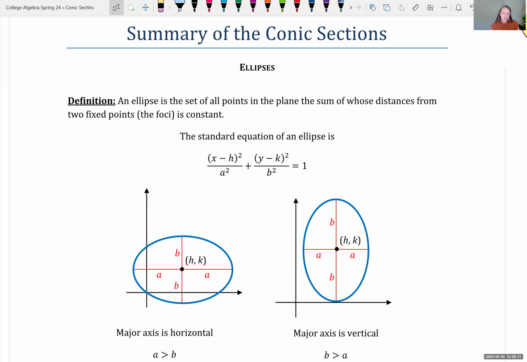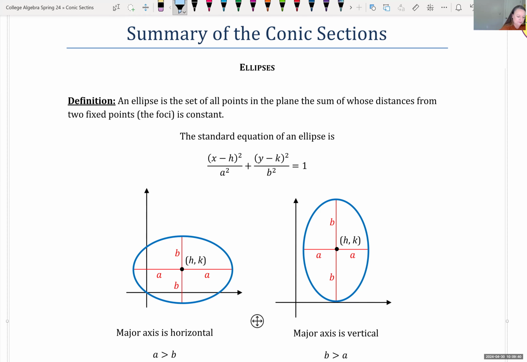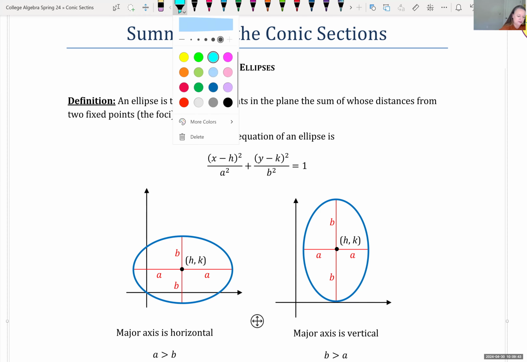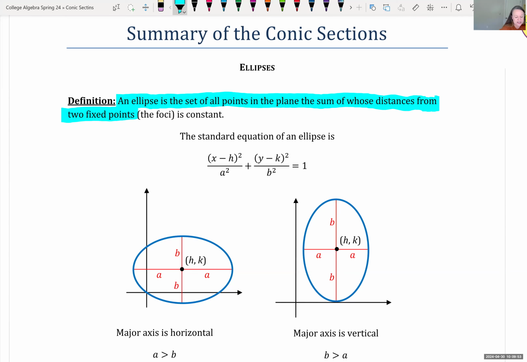So the first shape that we're going to look at is the ellipse. Let me read through the definition, and then we'll talk about how they get this definition, and then we'll talk about terminology that will help us with graphing these. By definition, an ellipse is a set of all points in the plane that the sum of whose distance from two fixed points, which is called the foci, is constant.